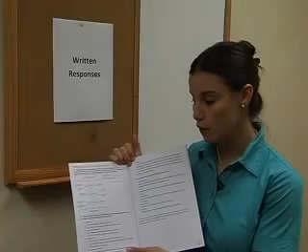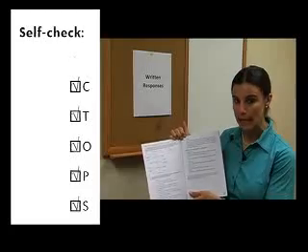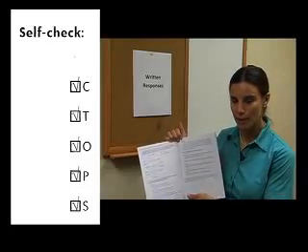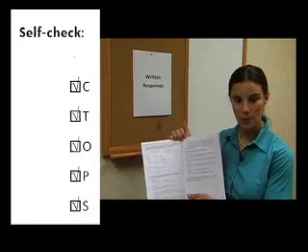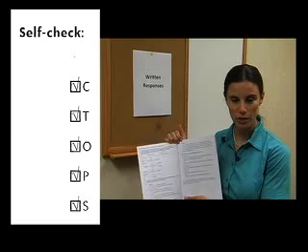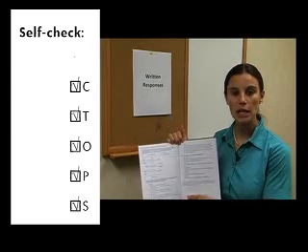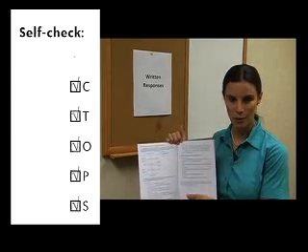The book then reviews how to brainstorm for a 5-paragraph essay, and 5 different options for how a student might begin writing his or her essay. Finally, the book reviews CTOPS, which is a great acronym for self-checking the student's essay. CTOPS, again, stands for capitalization, tense, organization, punctuation, and spelling.